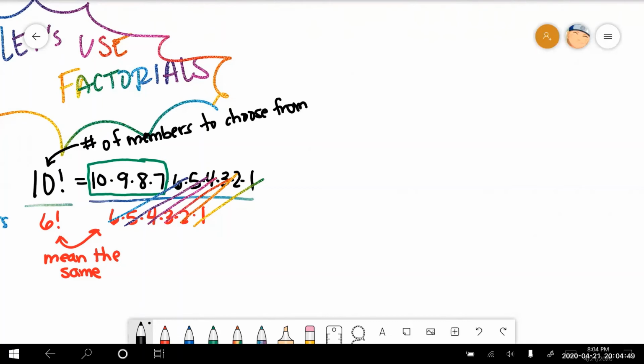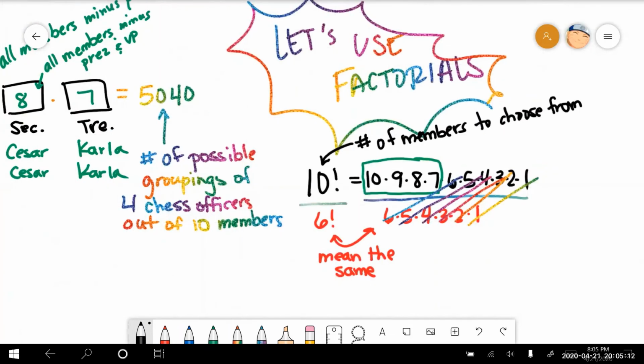Okay, but what about 6? I mean, 6 wasn't anywhere in the word problem. If I read it back again, there are 10 members in the chess club. We are picking president, vice president, secretary, and treasurer. Nowhere in that word problem was there a 6. But I did mention 6 when we were talking about our work from before.